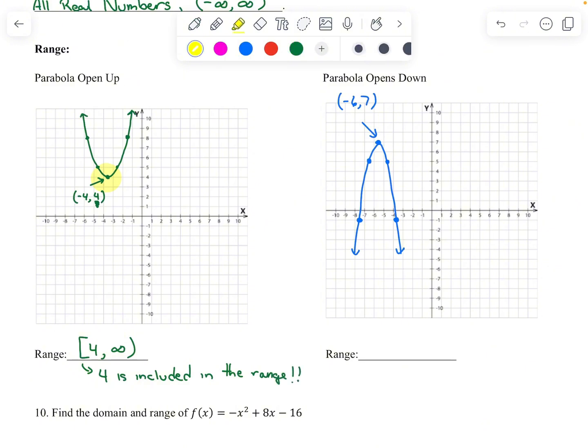Looking at the example on the right, this parabola opens down, making the vertex, which I just highlighted in yellow, the highest point on the graph. This means that the 7, which I'm underlining in blue, is the largest value in the range. So the range is going to be negative infinity to 7, followed by a bracket. And again, the bracket is here because 7 is included in the range.